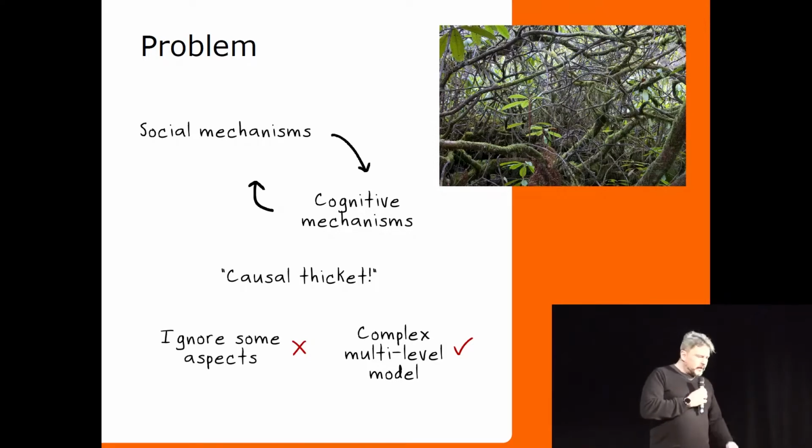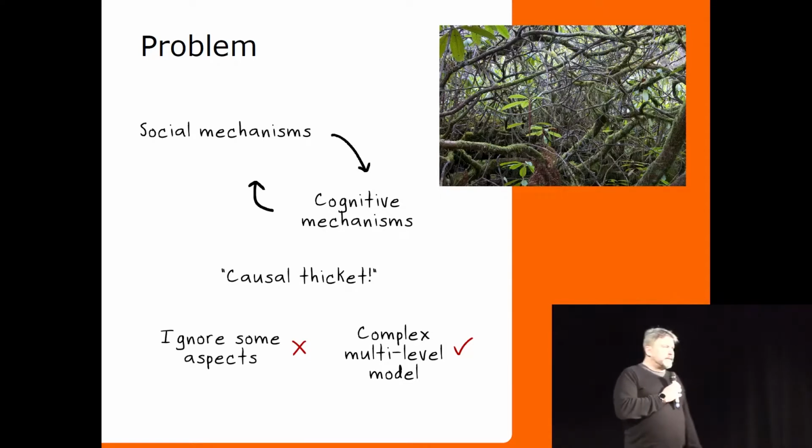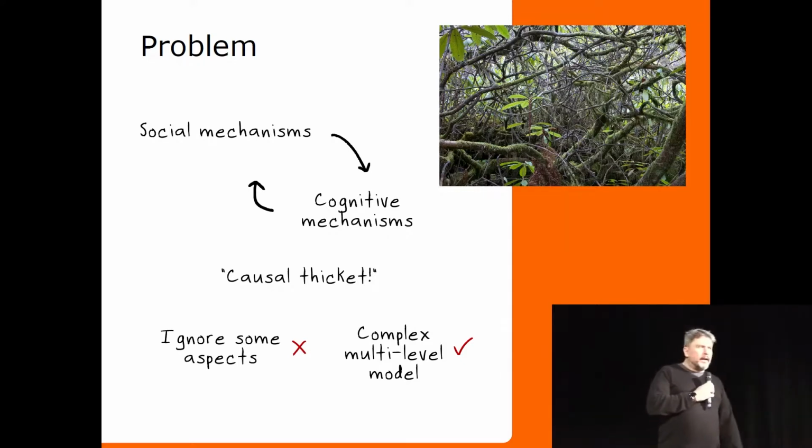But standardly, what people have been doing when they've been looking at this kind of phenomenon is quite simply ignoring some aspects of it. So if you're a sociologist, you essentially treat the human mind as a black box, and you simply look at the social forces that are occurring. If you're a cognitivist, then you look at the cognitive mechanisms, but you abstract away from the social forces. And of course, that's just not good enough, right?